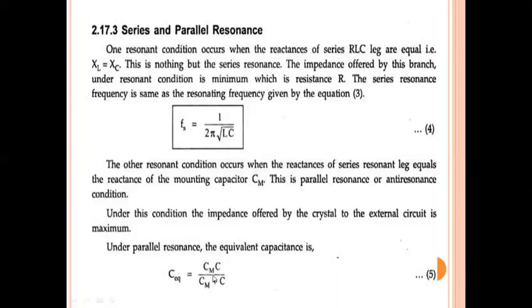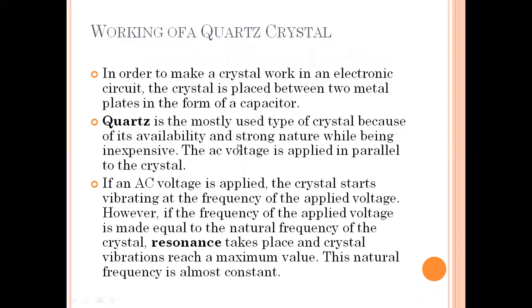C equivalent is Cm into C by Cm plus C. This is approximately C only, because Cm is very large compared to C. That's why C equivalent is approximately equal to C, and Fs and Fp are approximately equal. So this is about the crystal oscillator.